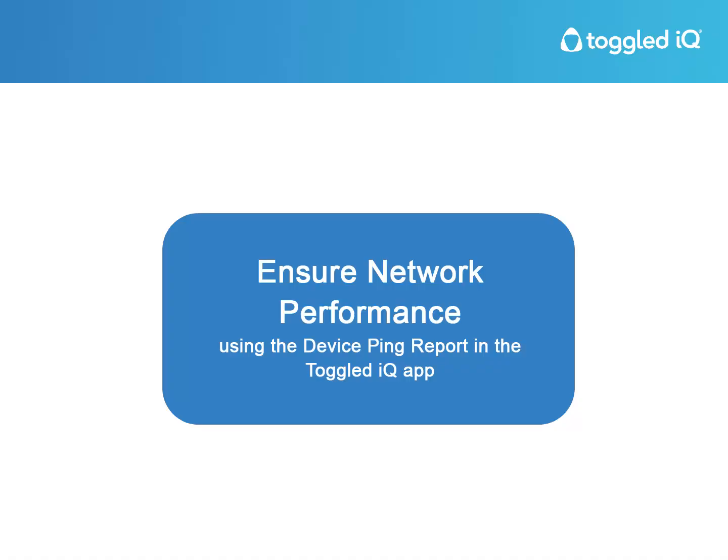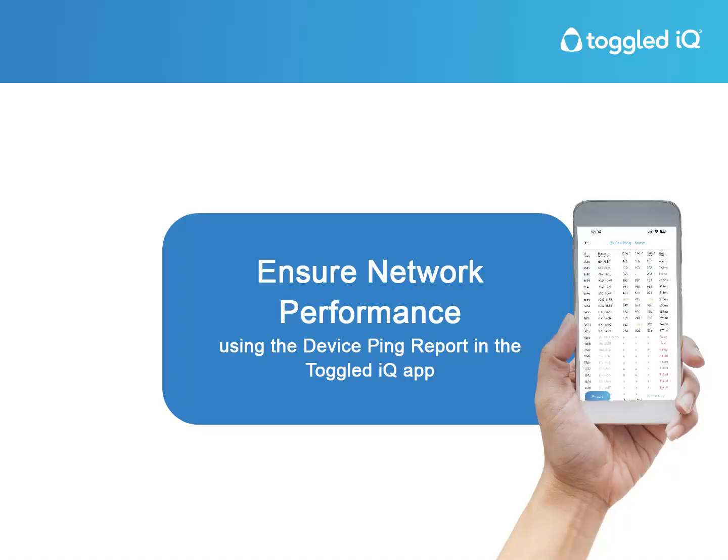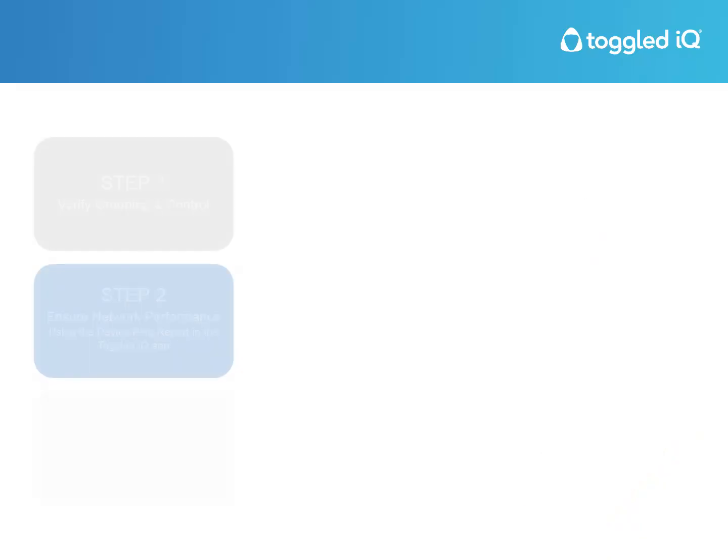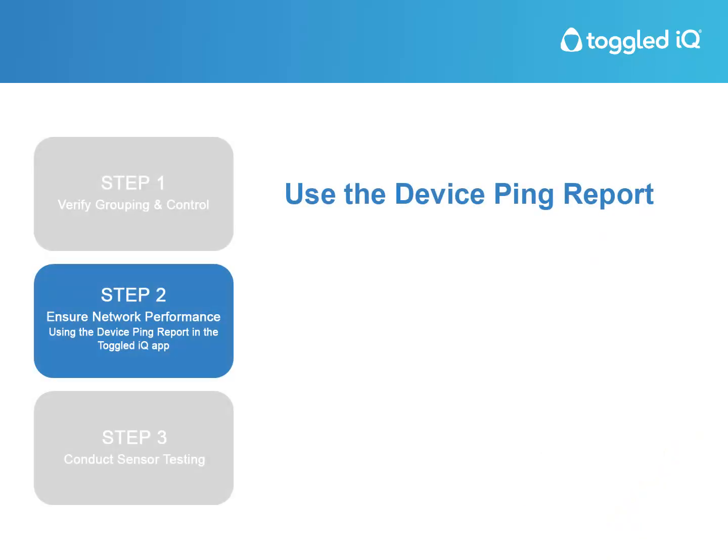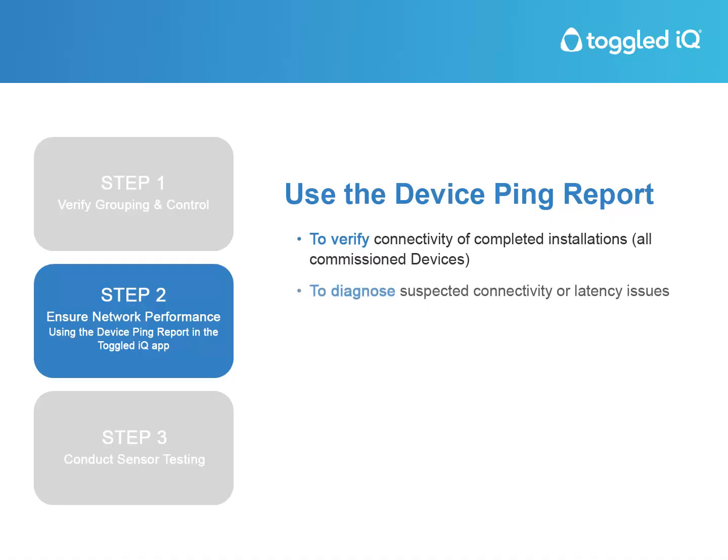Step 2. Ensure network performance using the device ping report in the Toggled IQ app. You can use the device ping report to verify connectivity of completed installations, all commissioned devices, to diagnose suspected connectivity or latency issues, to determine whether specific devices are online or operational.